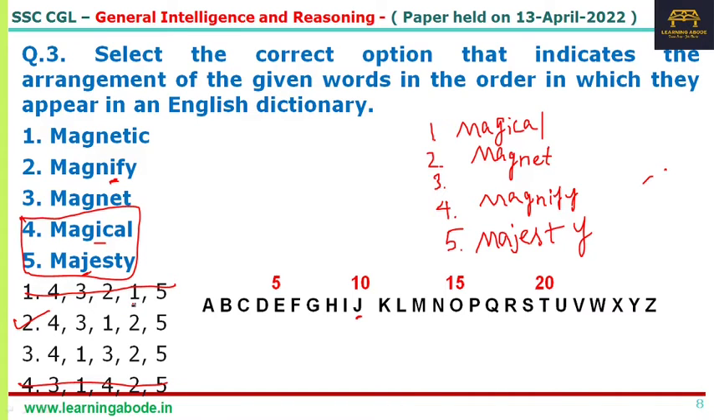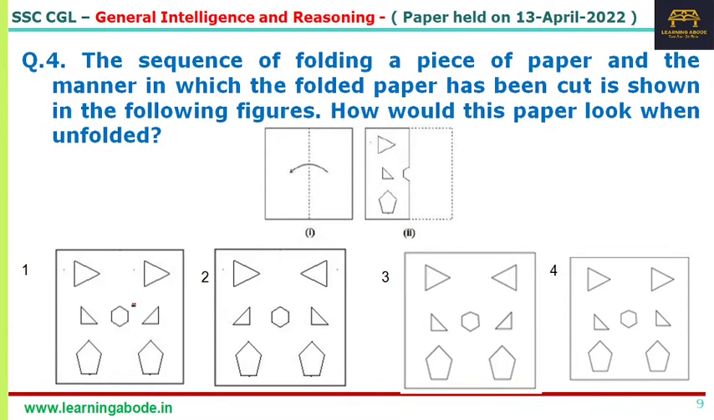Now coming to the fourth question, it's an image based question. So what is happening here? You are folding a paper as given in the figure. You have a rectangle paper, you are folding it. After folding it, you are cutting a triangle like this, and then you're cutting another, a right triangle, and then you are cutting a half hexagon, like 3 sides, and then you are cutting a pentagon.